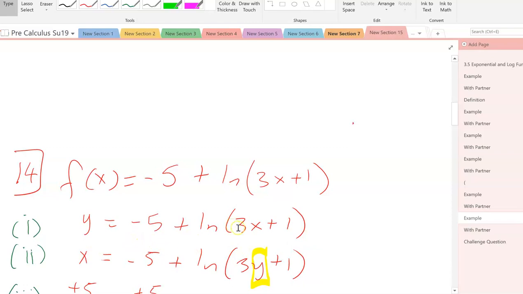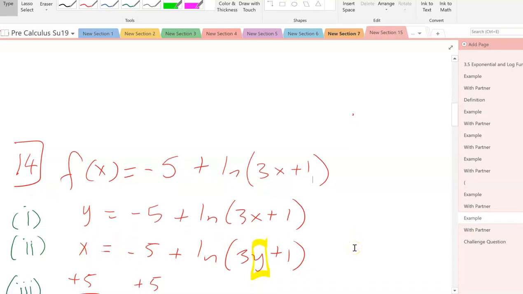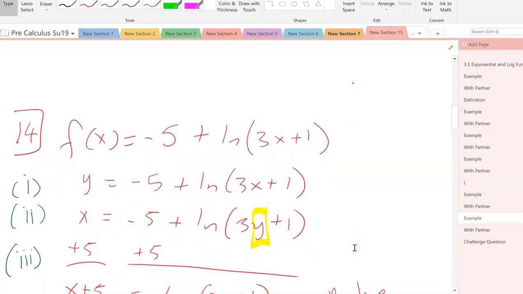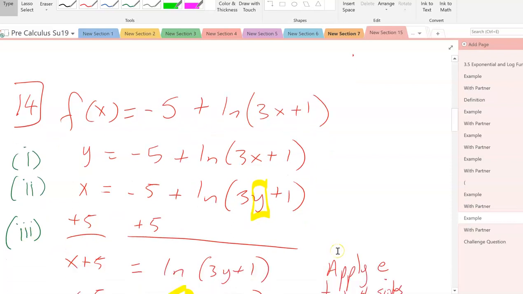Then we want to interchange the x and the y. So where you see y, you replace with x, and wherever you see x, you replace with y, exactly as they are. This way we're interchanging the domain and range values, and so we have a different function. Then we want to solve for y. The third step is to solve for y, so we're doing some algebra.